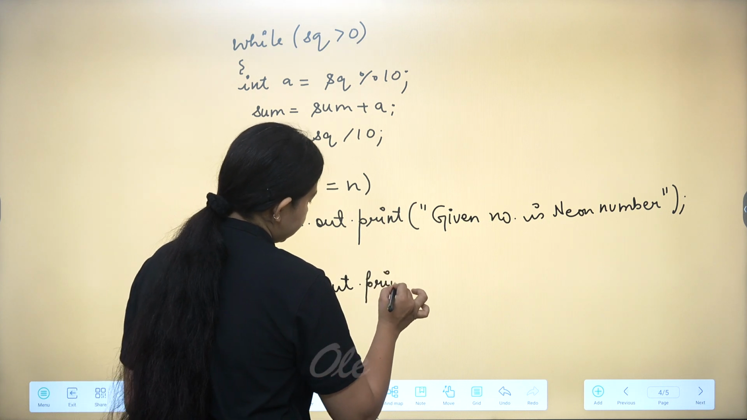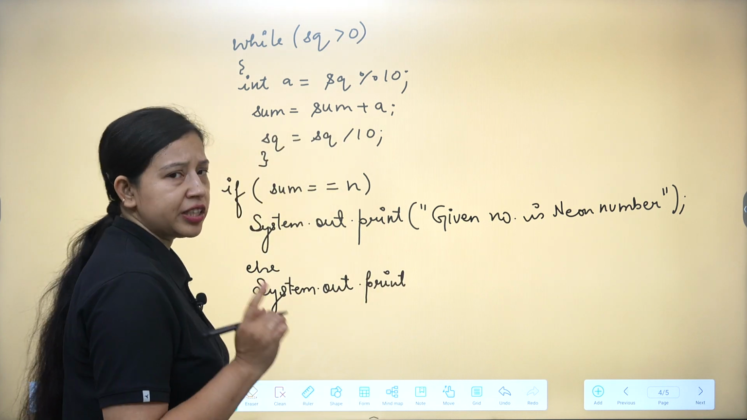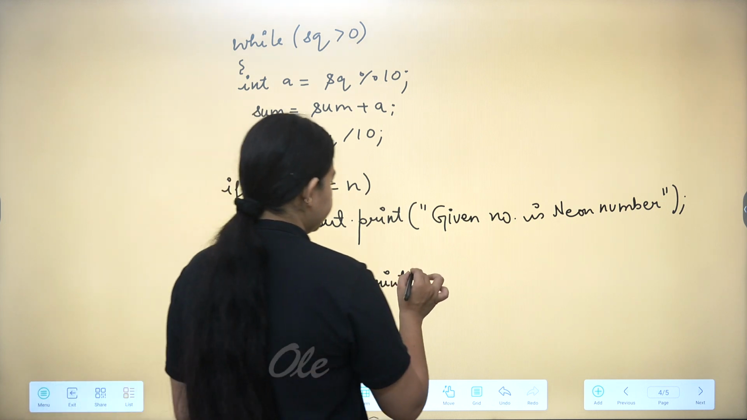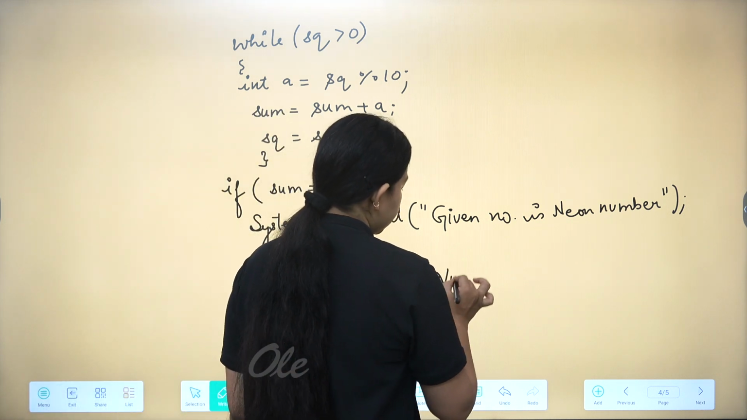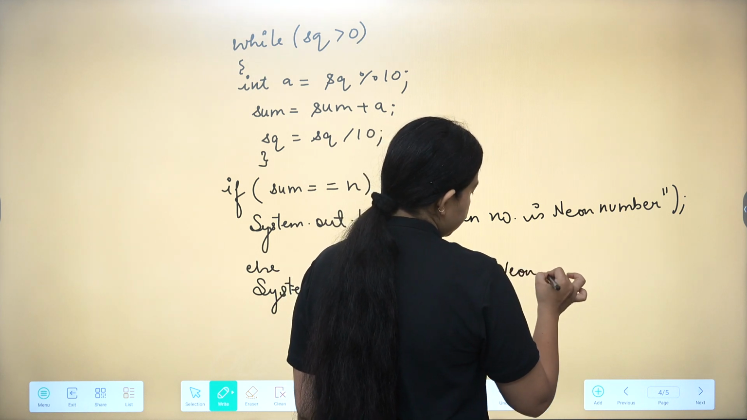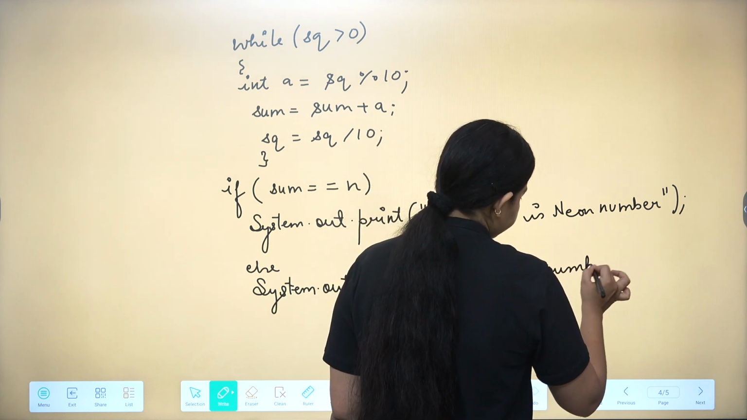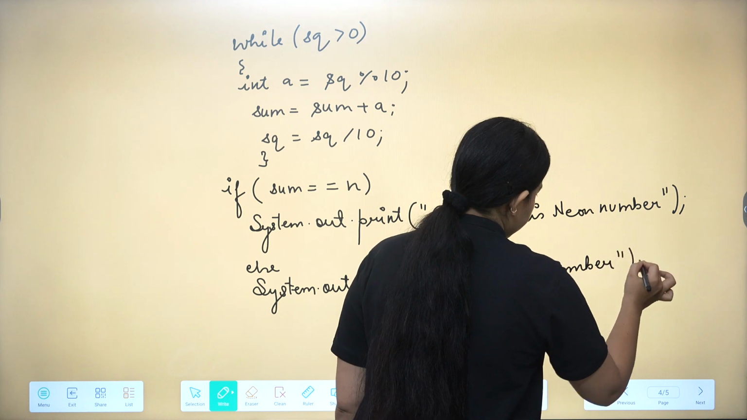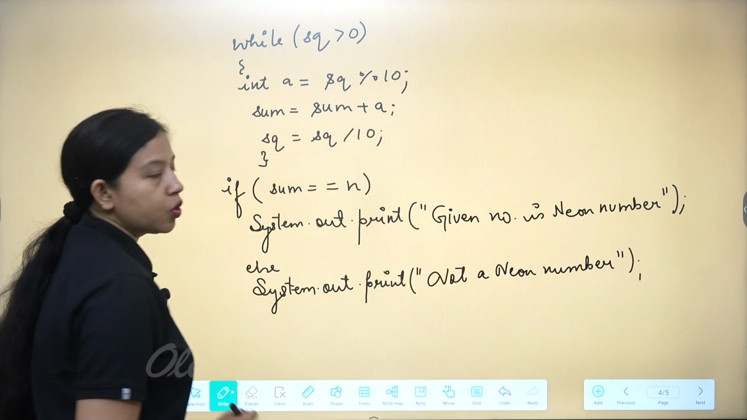System.out.print. Print is a method, that's why it started with a small p, not a capital P. Is that clear? Now it's time to close the brackets.